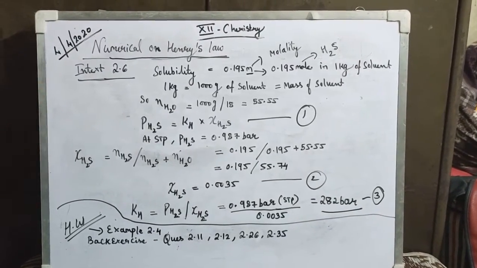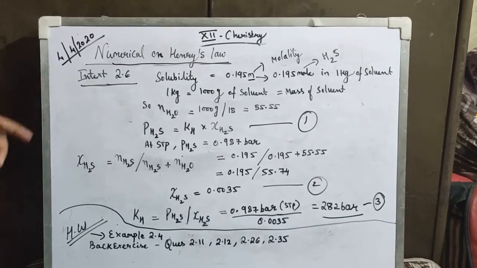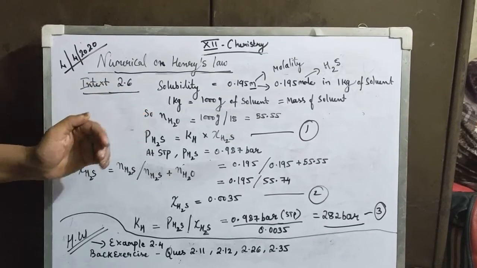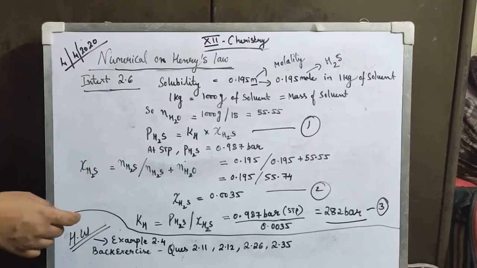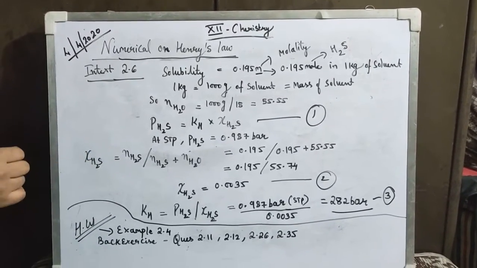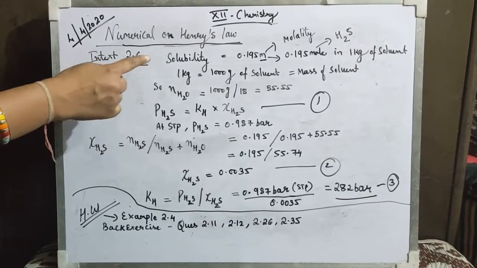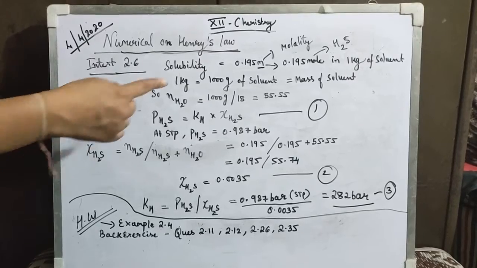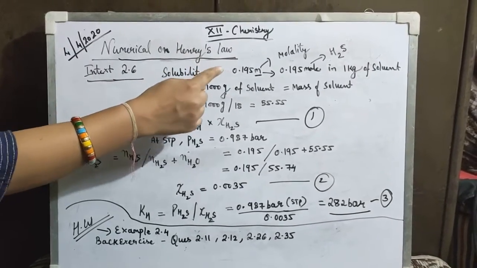Okay, as we have done the previous question, that was 2.7 in-text question, now again I have taken the 2.6 in-text question. I'm just helping you to solve Henry's law based questions so that you can try the back exercise questions which I am giving you at the last of this numerical. Okay, so in 2.6 question you have been given solubility in terms of molality. Now 0.195 molality, what does that mean?